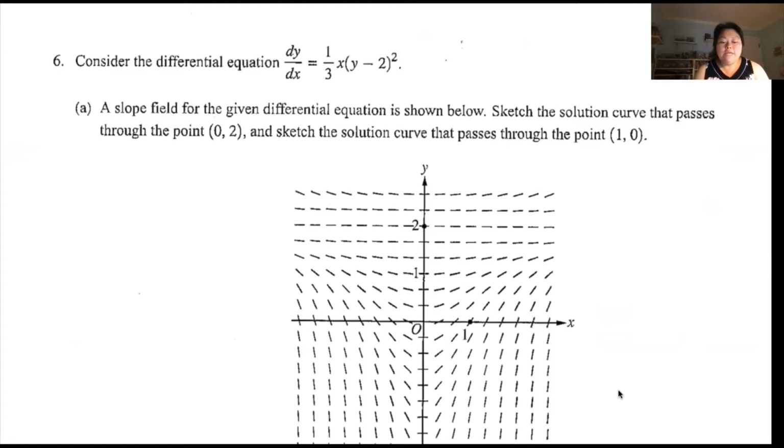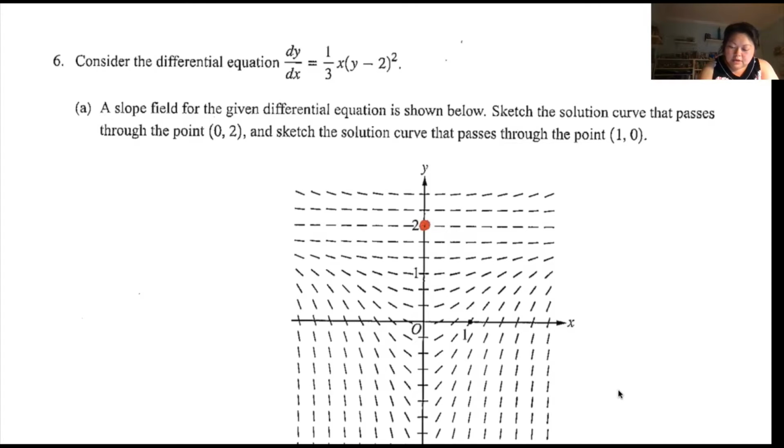Okay, we are on 2018 FRQ number 6 here. It says consider a differential equation dy over dx equals 1/3 x times (y minus 2) squared. A slope field for the given differential equation is given below. Sketch the solution curve that passes through the point (0, 2). So let's find that point first. (0, 2) is right here, okay?